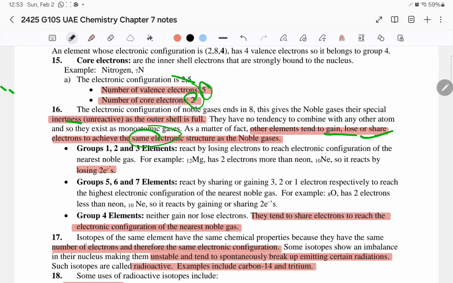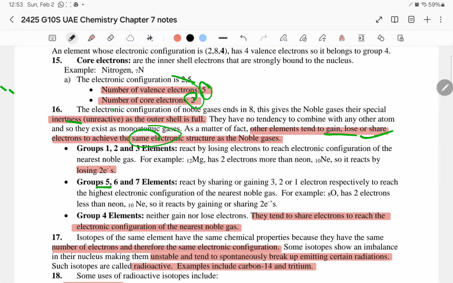Groups 1, 2, and 3 will lose electrons. Metals in groups 1, 2, 3 will lose electrons. Group 1 will lose 1, group 2 will lose 2, and group 3 will lose 3. Mg loses 2 electrons, so it becomes positive when you write it. So Mg loses 2 electrons to become Mg 2+.